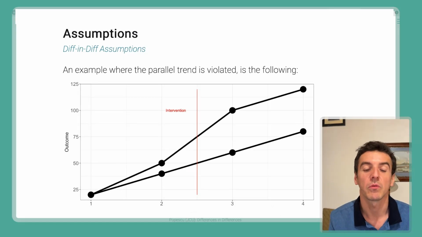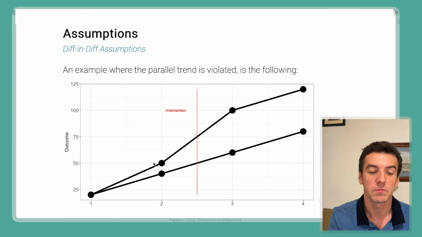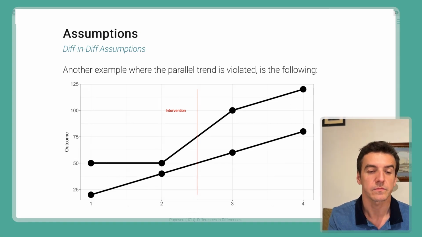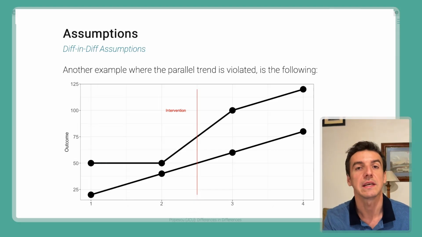This is an example where the parallel trends assumption is violated, and it's violated because clearly these two lines are not parallel. This is also an example in which the parallel trends assumption is violated.